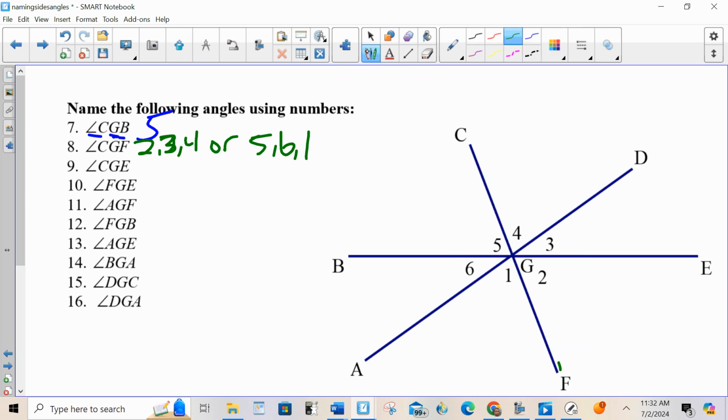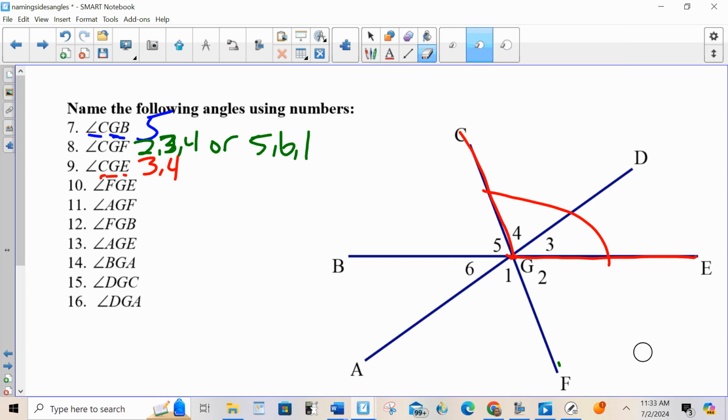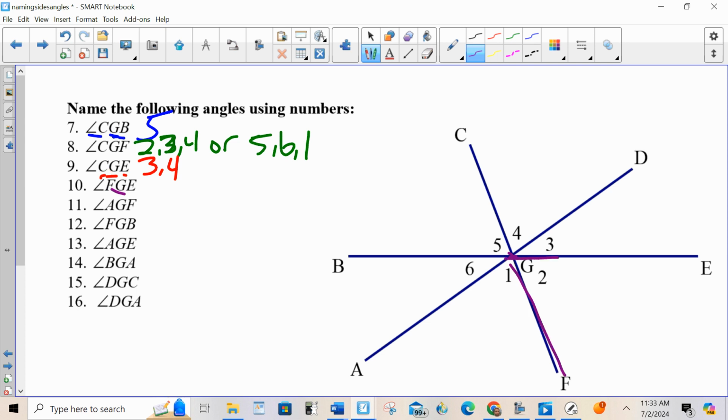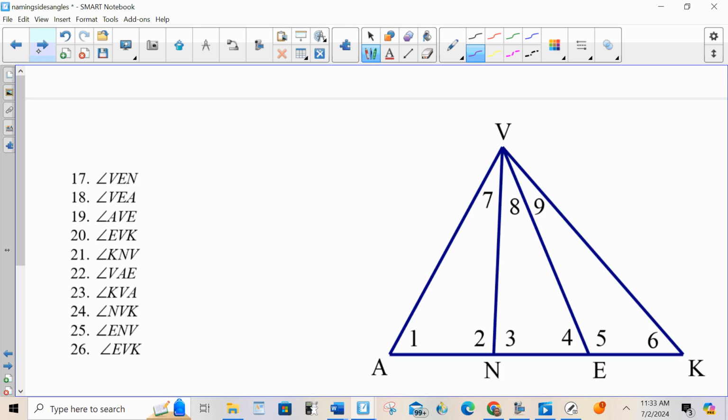Let's take a look at CGE. So again, G is the vertex. It's going to C and to E. So there's C, there's E, there's your angle. It contains 3 and 4. FGE. Again, G is the vertex, so if G is the vertex, one piece is going to F, one piece is going to E. There's your FGE. There's your angle 2. I think that's enough to give you the gist on this one. Let's just take a look at a couple of them on the next one.